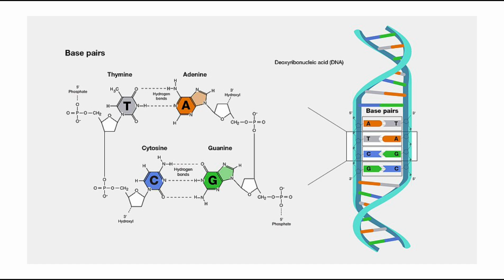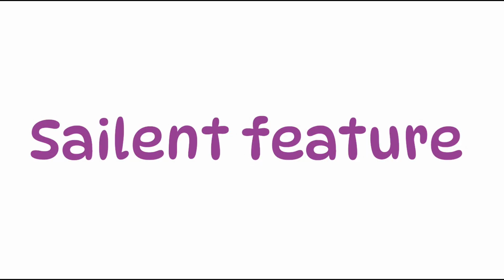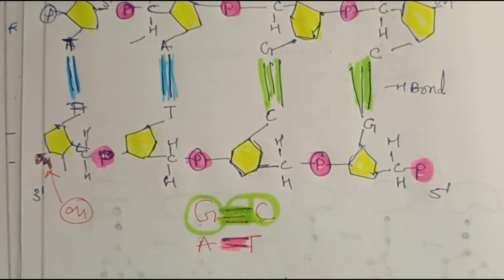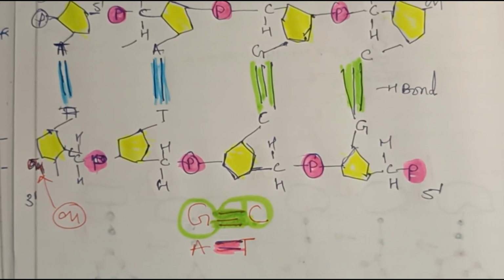So let's know the salient features of the double helix structure of DNA, which is made up of two polynucleotide chains, where the backbone is constituted by sugar-phosphate and the bases project inside. The two chains have anti-parallel polarity. It means one of the chains has a polarity of 5' to 3' and the other has the opposite, that is 3' to 5'.